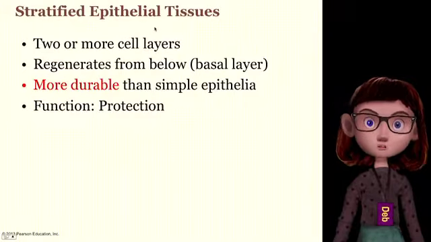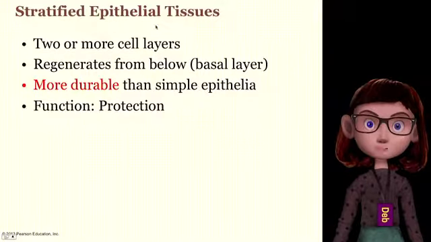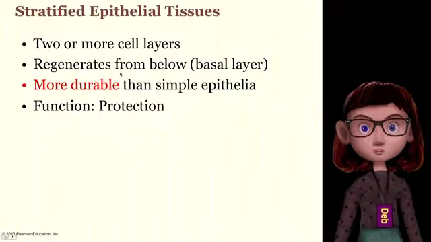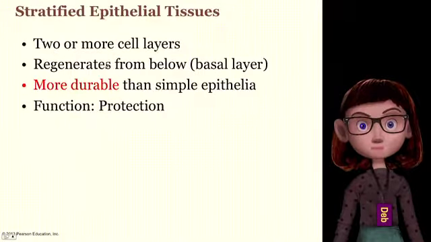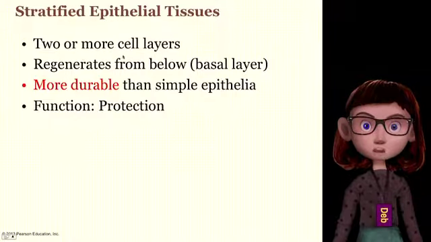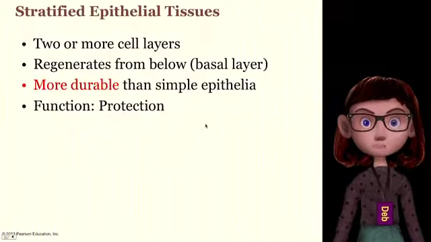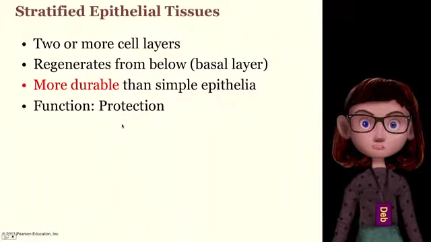Okay, those are simple epithelial tissues, one layer. Stratified epithelial tissues will have two or more cell layers. They regenerate from below, that basal layer, the layer of cells that adheres down to that connective tissue at the basement membrane. They will be undergoing mitosis to replace any cells that have sloughed off the top surface. Stratified epithelial tissues are more durable than simple epithelium, and that function is protection.